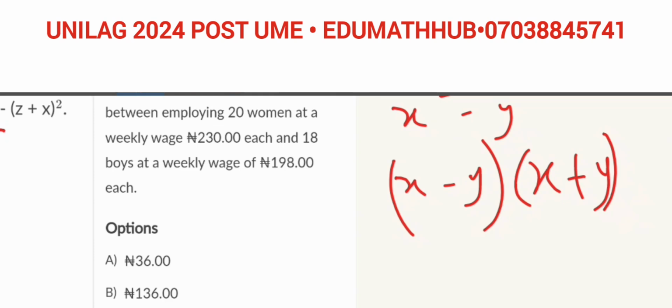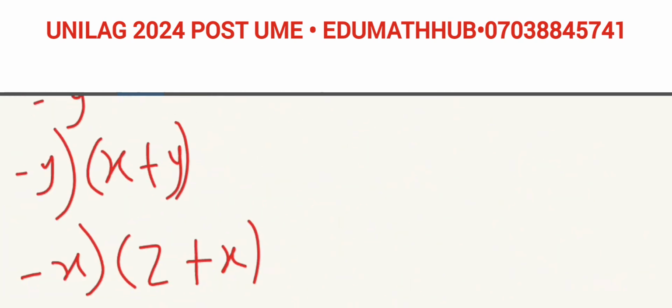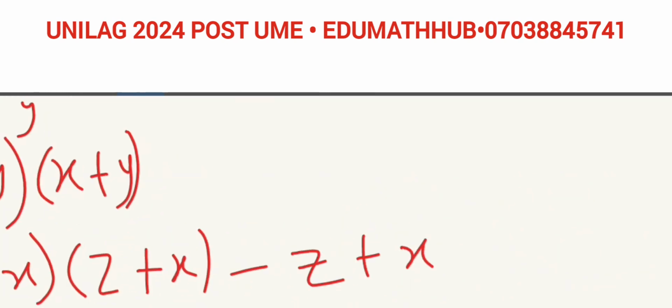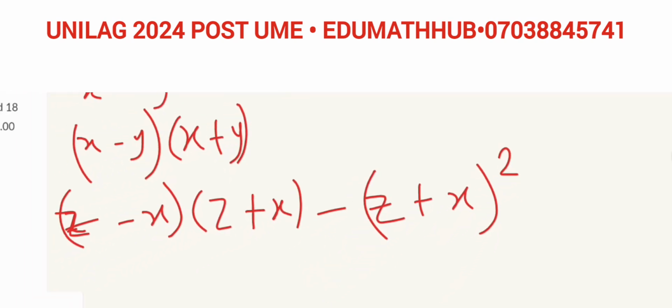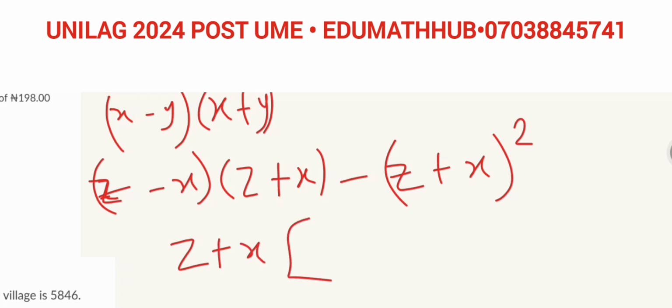If you apply that at that particular point, you're going to get z minus x, z plus x. Then you have this second part here, minus z plus x all squared. You can see that z plus x is common, you have it here and you also have it here. So if you factorize it, you're going to get z plus x, then one will cancel out because they're the same. You'll be left with z minus x, then minus, and since you have two of it here, by the time it cancels out it will remain only one, then z plus x.